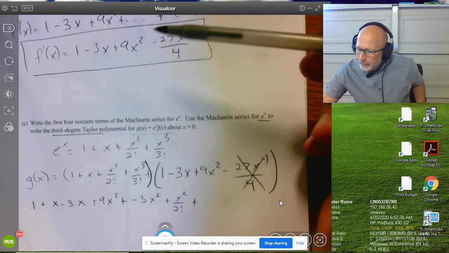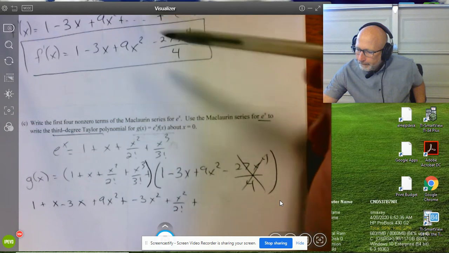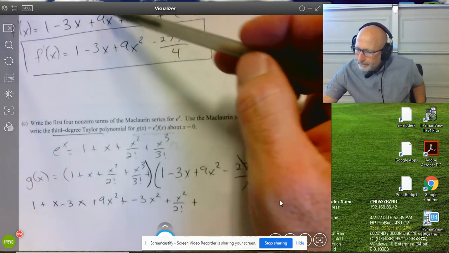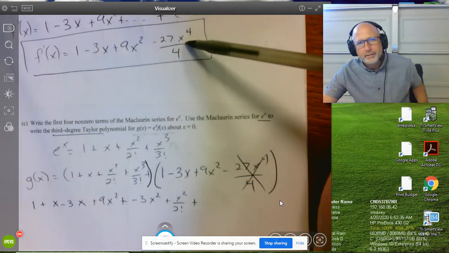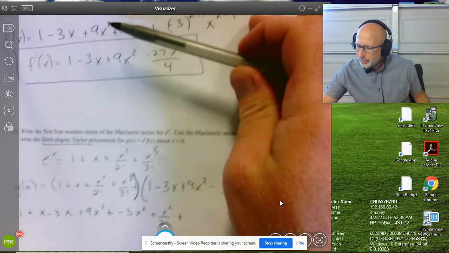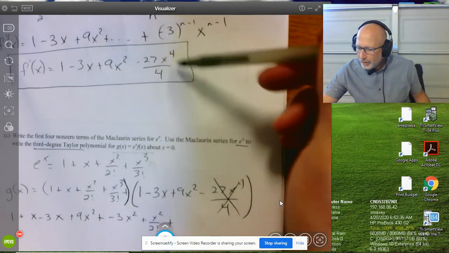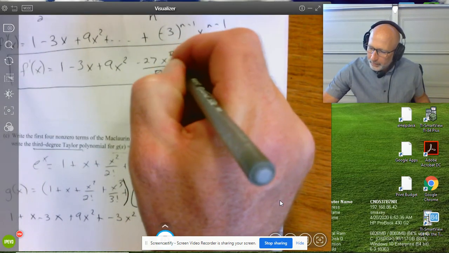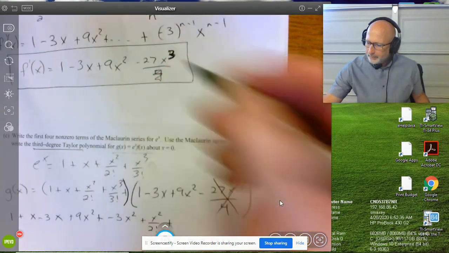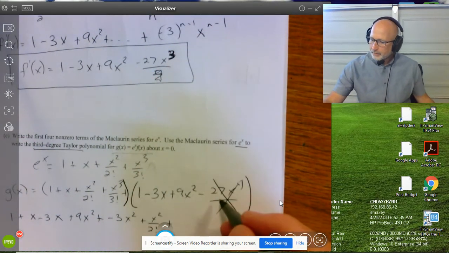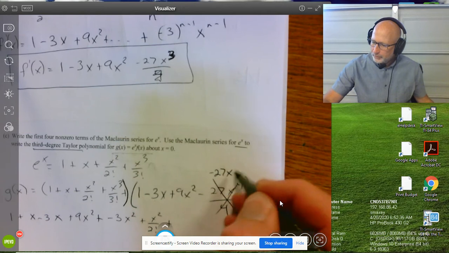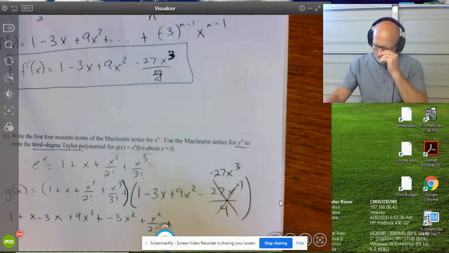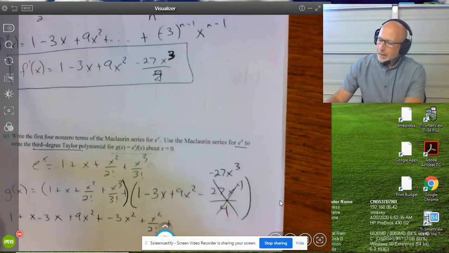Let's see, did I take the derivative right? Oh, I never took the derivative of this, did I? Shoot. This is the term I need to take the derivative of. So I bring down the 4, the 4s will cancel, and I'm left with that. So this is actually negative 27x cubed. Sorry about that. I don't think it changes any of your answer yet because I don't think we've used it yet. Now, how do we get x cubed?